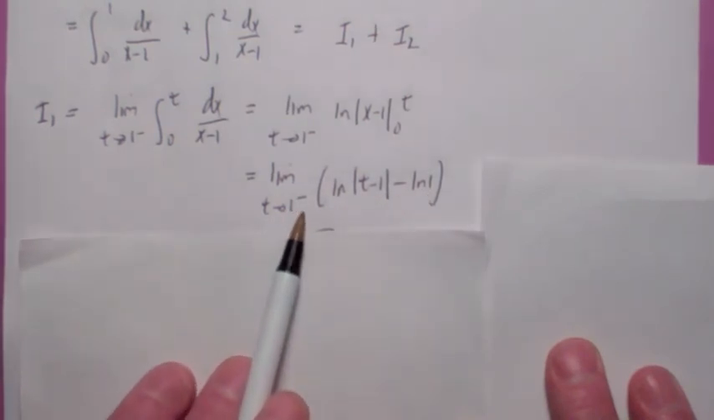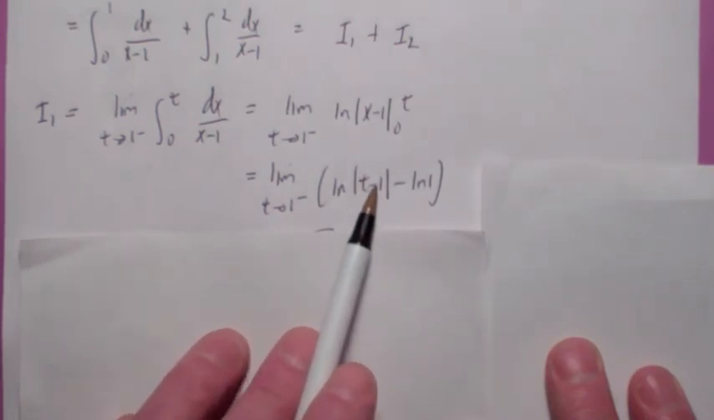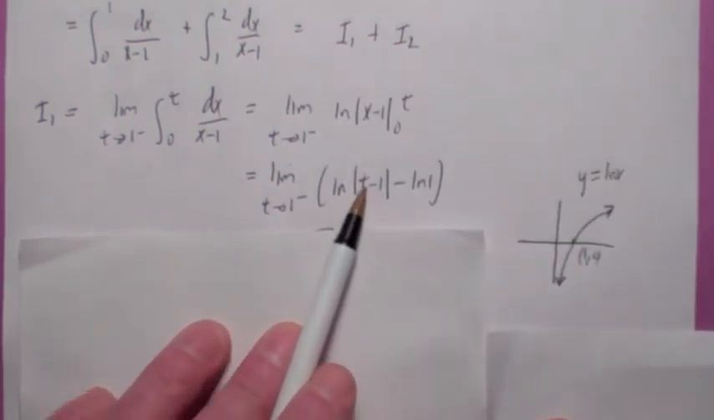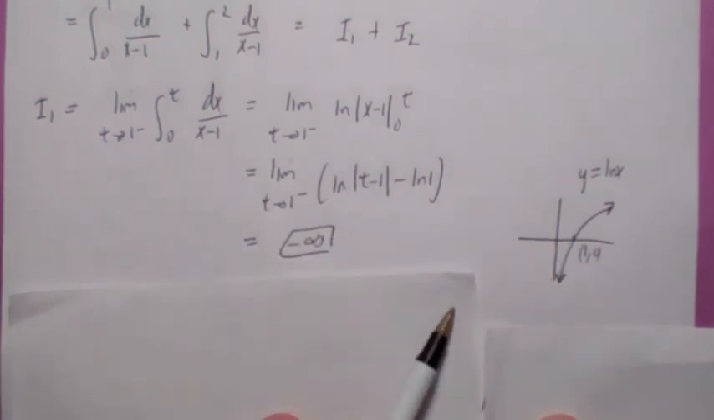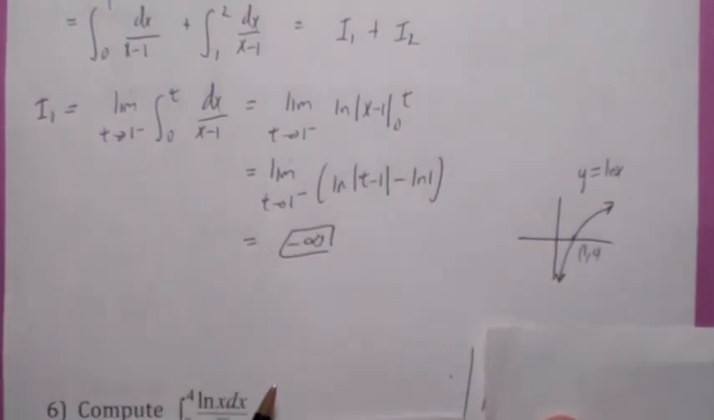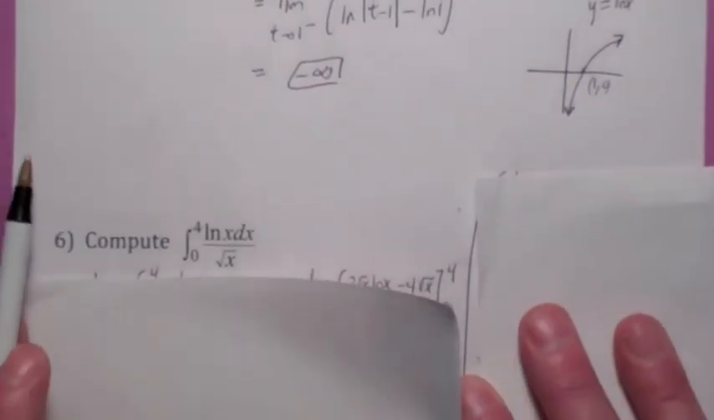So what is the limit? As t gets close to 1 from below, notice this thing inside the ln is getting close to 0, so the ln function gets close to negative infinity. That's why the integral diverges. All right, I got one for you to try. Try this one. See if you can do this last one here.